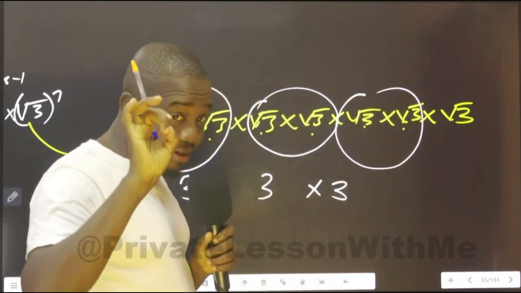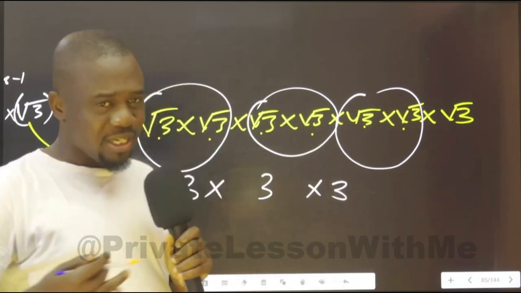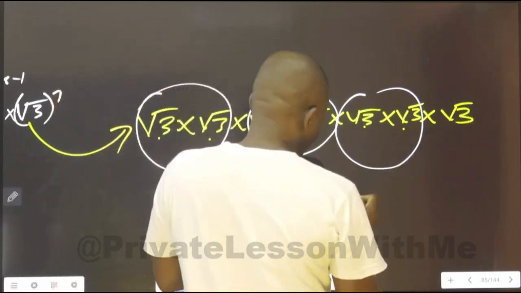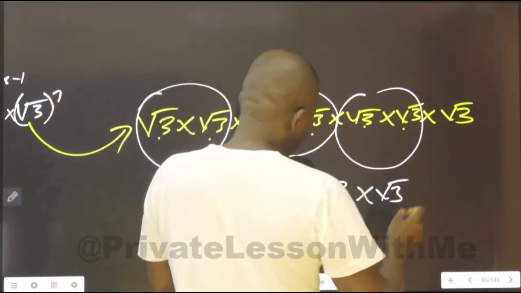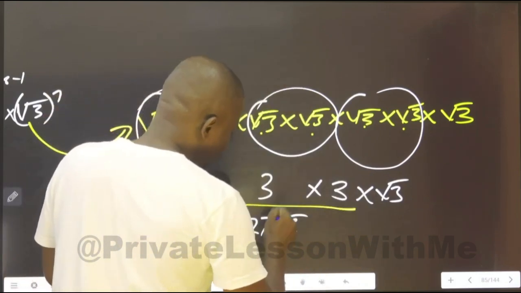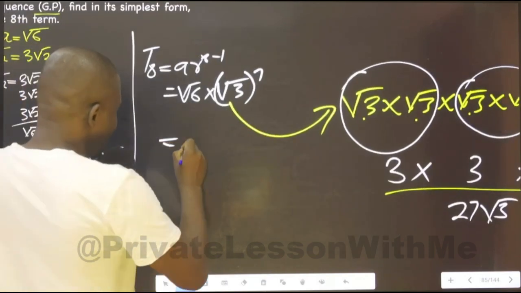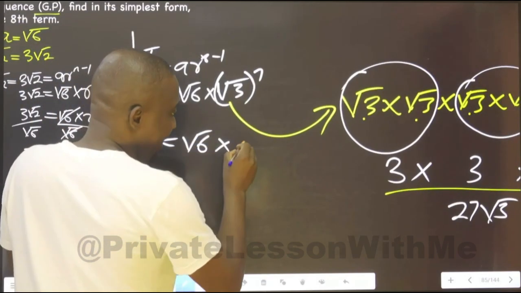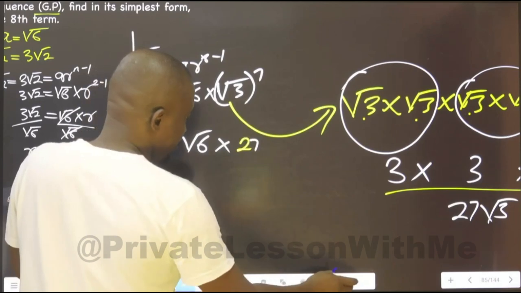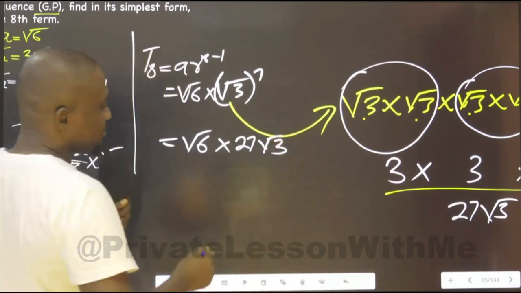I know the answer offhand, but I just want to explain to you so that you will see me do something. Say, what have you just done? This is alone. Because it has no partner, we leave it. This will give us 27 square root of 3. Okay? So, therefore, this can be rewritten as the square root of 6 multiplied by 27 square root of 3.